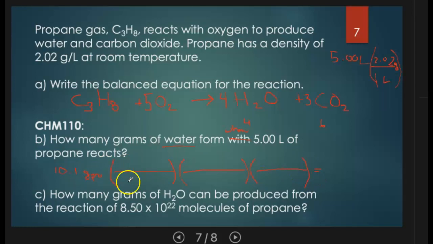The first thing we want to do is get moles of propane. So for every 1 mole of propane, we're going to go to our handy-dandy periodic table. And we're going to have 3 times 12.01 plus 8.08 for the hydrogen gives us 44.11 grams for every mole. And then according to our reaction, for every 1 mole of propane, we're going to form 4 moles of water.